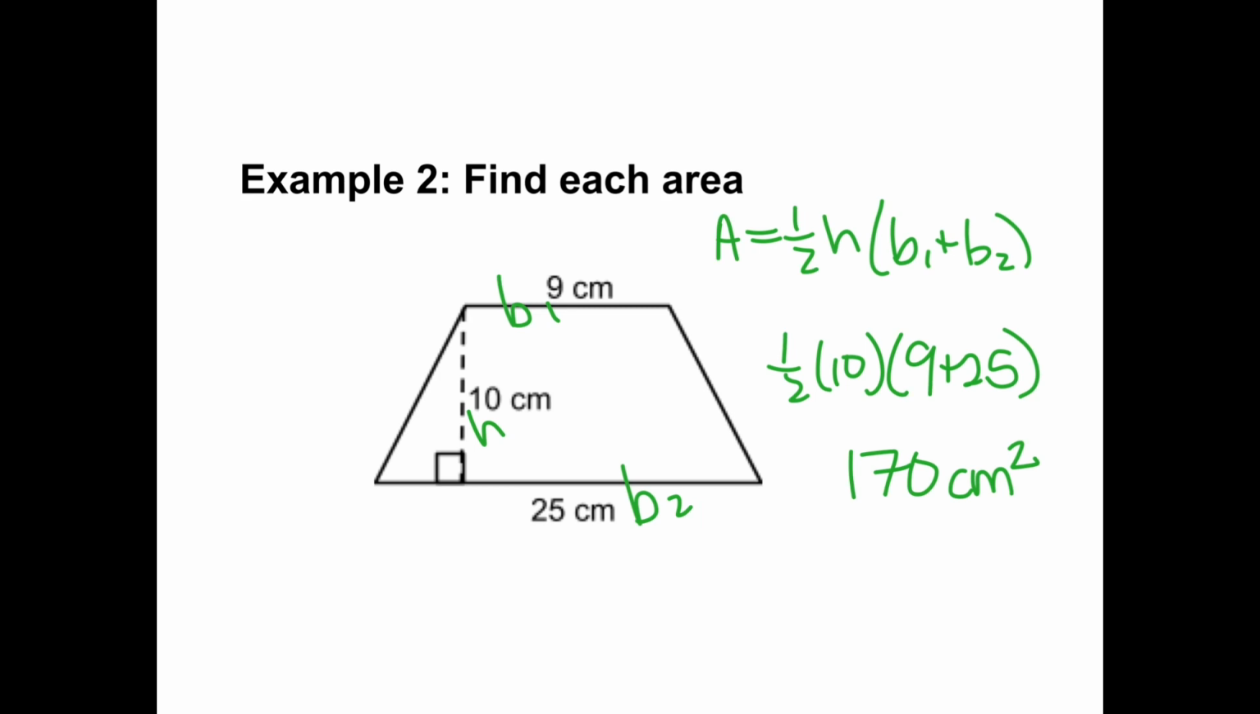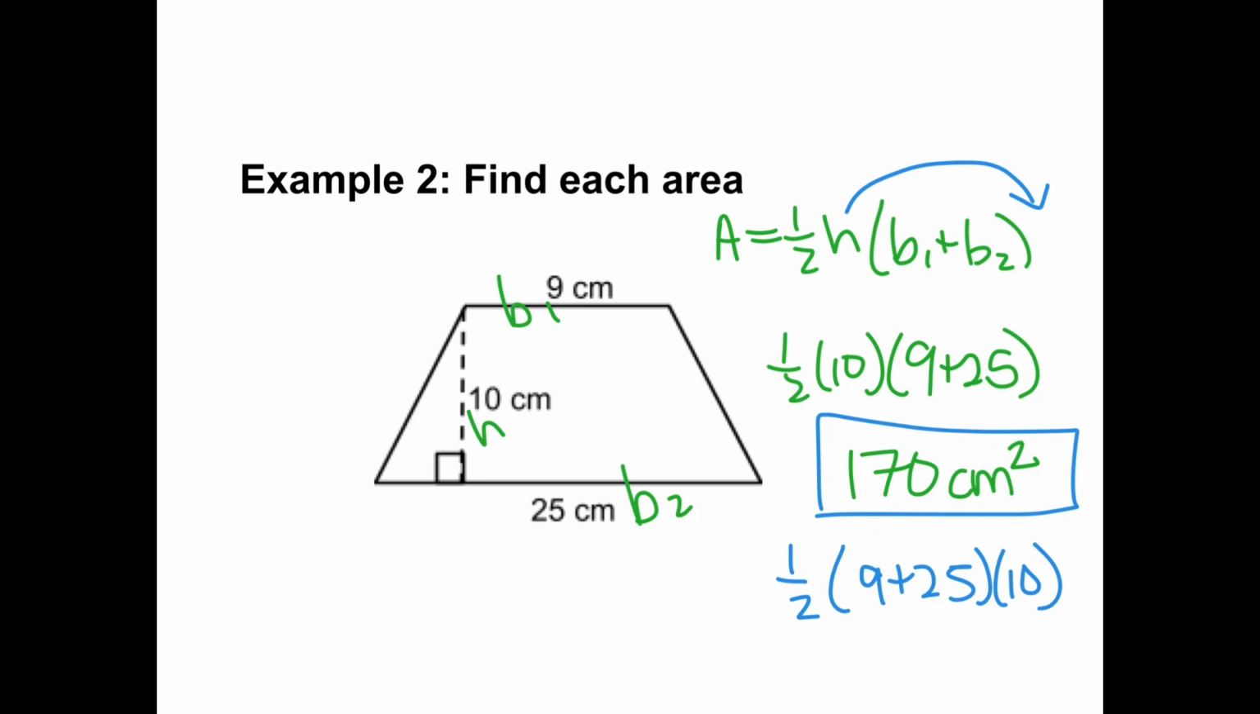So the units are still going to be squared. The other thing I'm going to point out to you at this time is that some formulas will have the H on the end, but since it is just multiplication, it would still be 1/2 times 9 plus 25 times 10, still doing that same multiplication, so it doesn't really matter. As long as you're entering it into your calculator correctly, you should get 170 square centimeters.